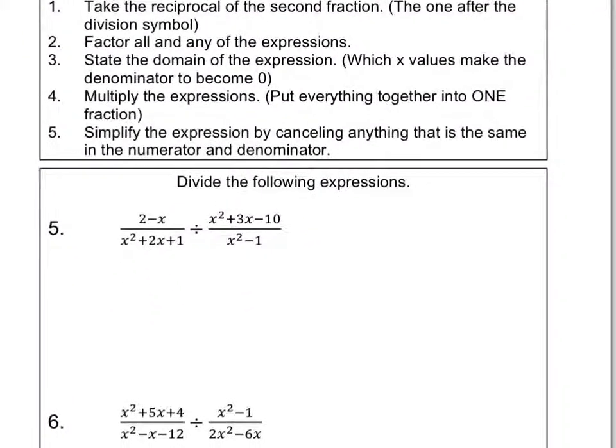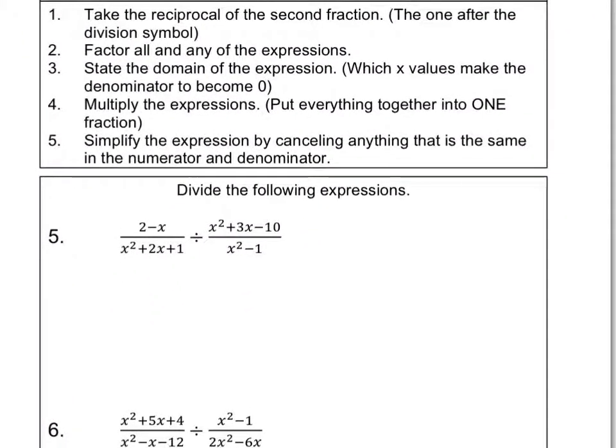Again, first step says I'm going to take the reciprocal of the second fraction. So in this case, I've got a 2 minus x and an x squared plus 2x plus 1. That's not going to change. And I'm going to change the second fraction and I'm going to multiply. So I'm going to flip it. The bottom becomes the top, the top becomes the bottom. And now we're just going to do it like we did multiplication.